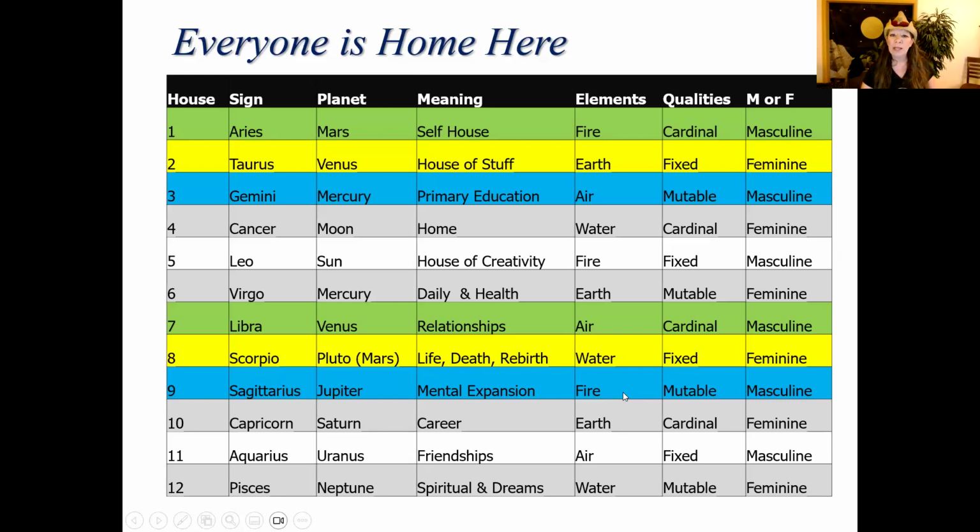So you will always have air and fire, fire and air, when you have an opposition. Or you will have earth and water, water and earth. You will never find an air and water opposition. Can't happen. Not happening. So here we go.